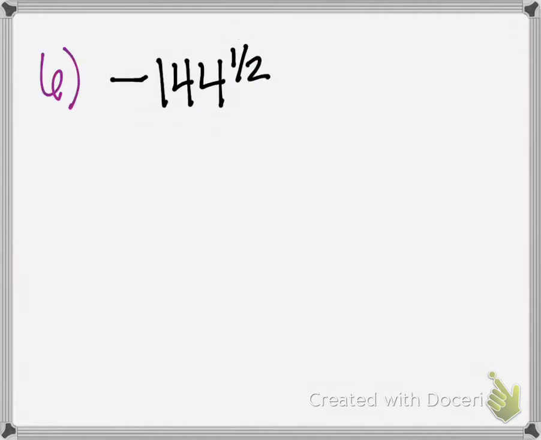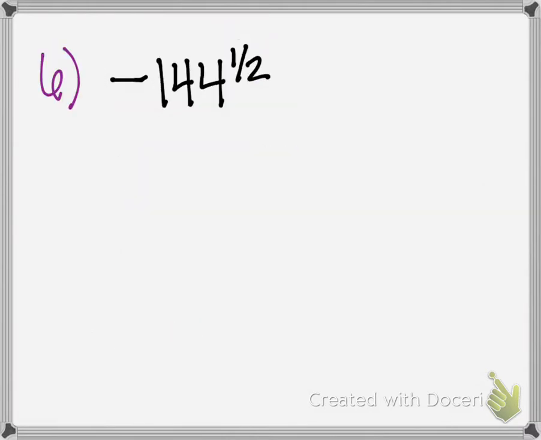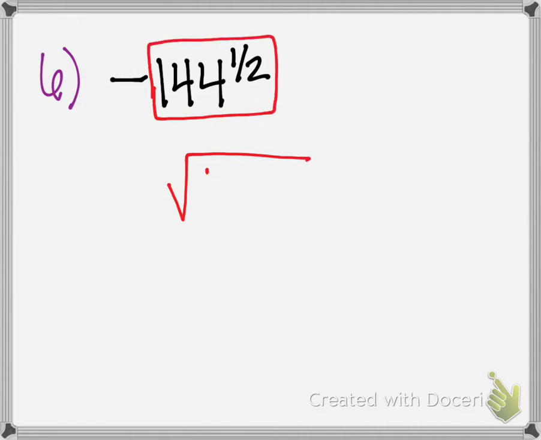Okay. Now this one almost looks the same as this one, except it's missing parentheses. So those parentheses are very powerful. Since there's no parentheses here, this 1/2 is only going to the 144. So inside this radical, we have the 144, and then this negative just gets brought down here.